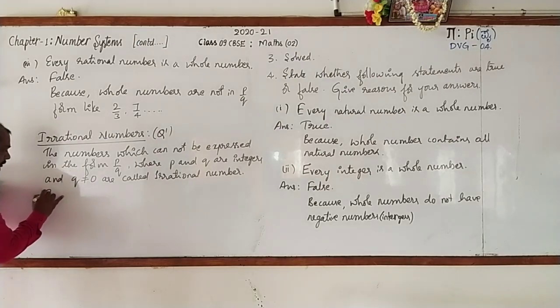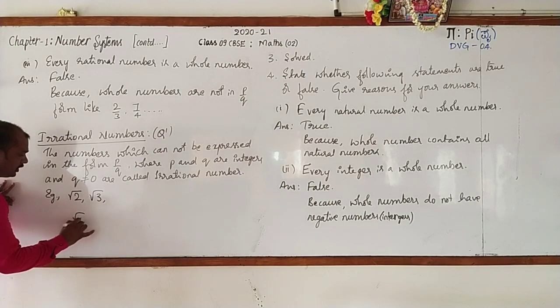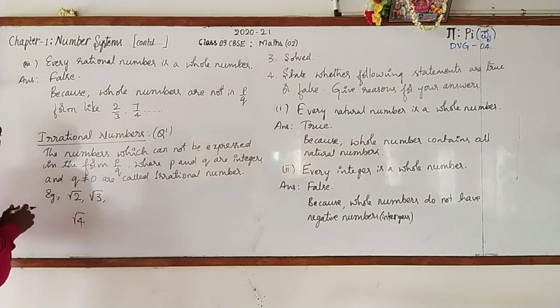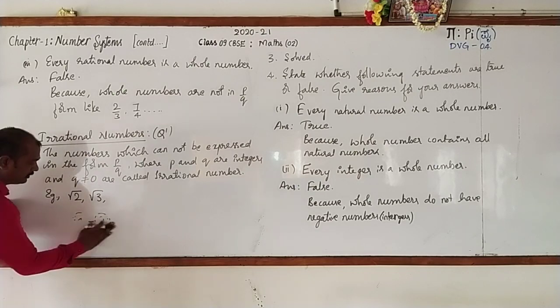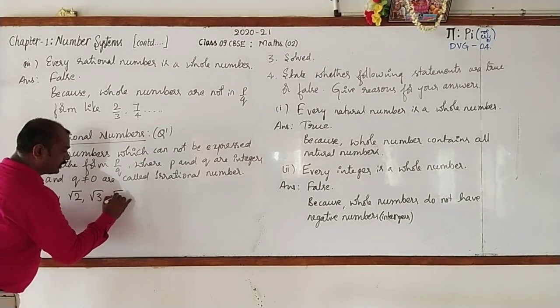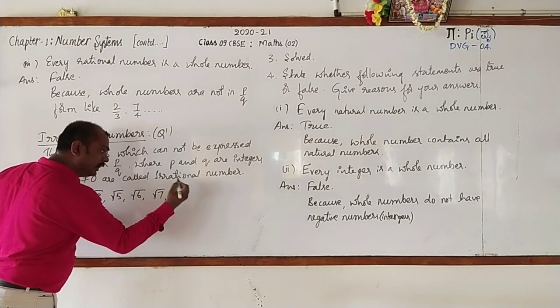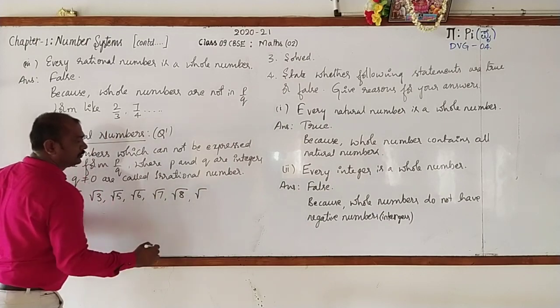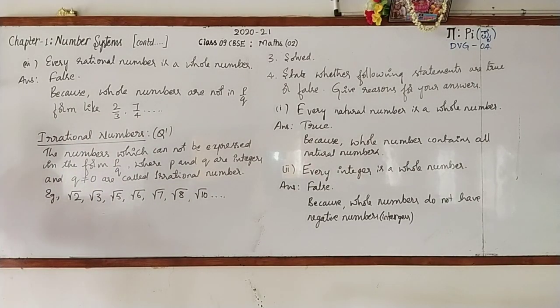Then example for this, you can write the root numbers: root 2, root 3. Can we write root 4 as irrational? You cannot. Why? We know that the value of root 4 is 2. 2 is a rational number. Hence it is not an example. Root 2, root 3, root 5, root 6, root 7, root 8 can be written, root 10 and so on. These are some of the examples for irrational numbers.